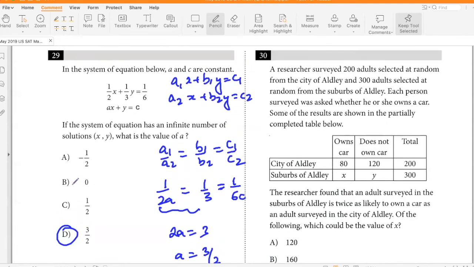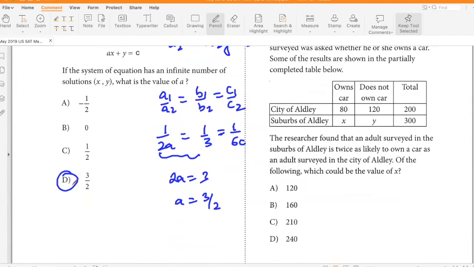A researcher surveyed 200 adults selected at random from the city of Olney and 300 adults selected at random from the suburbs of Olney. Each person surveyed was asked whether he or she owns a car. Some of the results are shown in the partially completed table below. The researcher found that an adult surveyed in the suburbs of Olney is twice as likely to own a car as an adult surveyed in the city. Which could be the value of x?